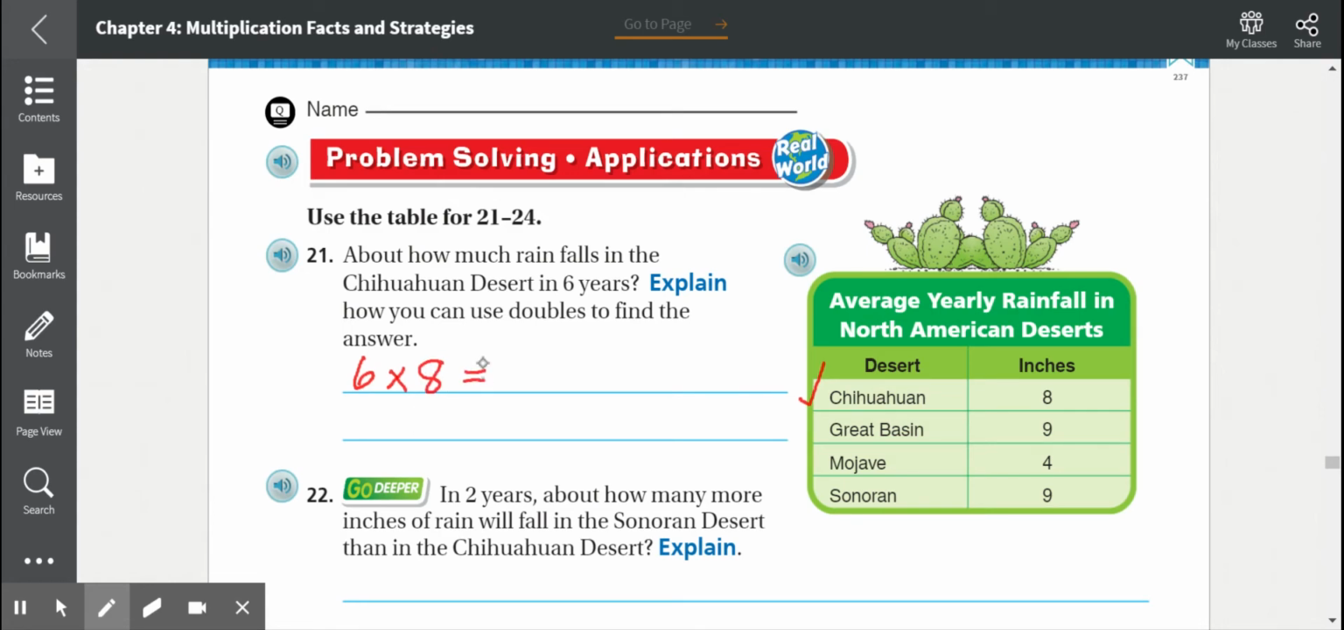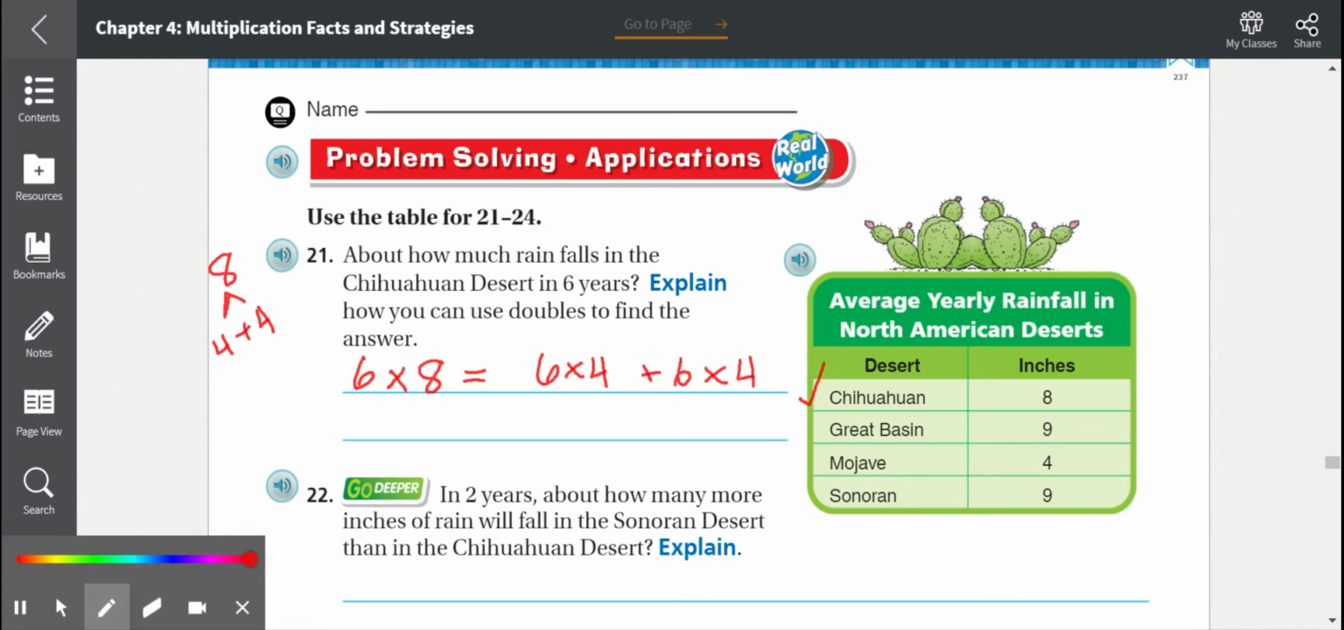They want us to use doubles to solve this. So the number 6, we could break into a 3 plus 3, or the number 8 we could break into a 4 plus 4. Why don't we do 8 first? So we're going to break this into a 4 and then a 4. So that means we're going to do 6 times 4 plus 6 times 4, because we broke apart the 8 into a 4 and then another 4. I'm going to erase that 6 because we didn't break apart the 6. Okay, so now we can solve.